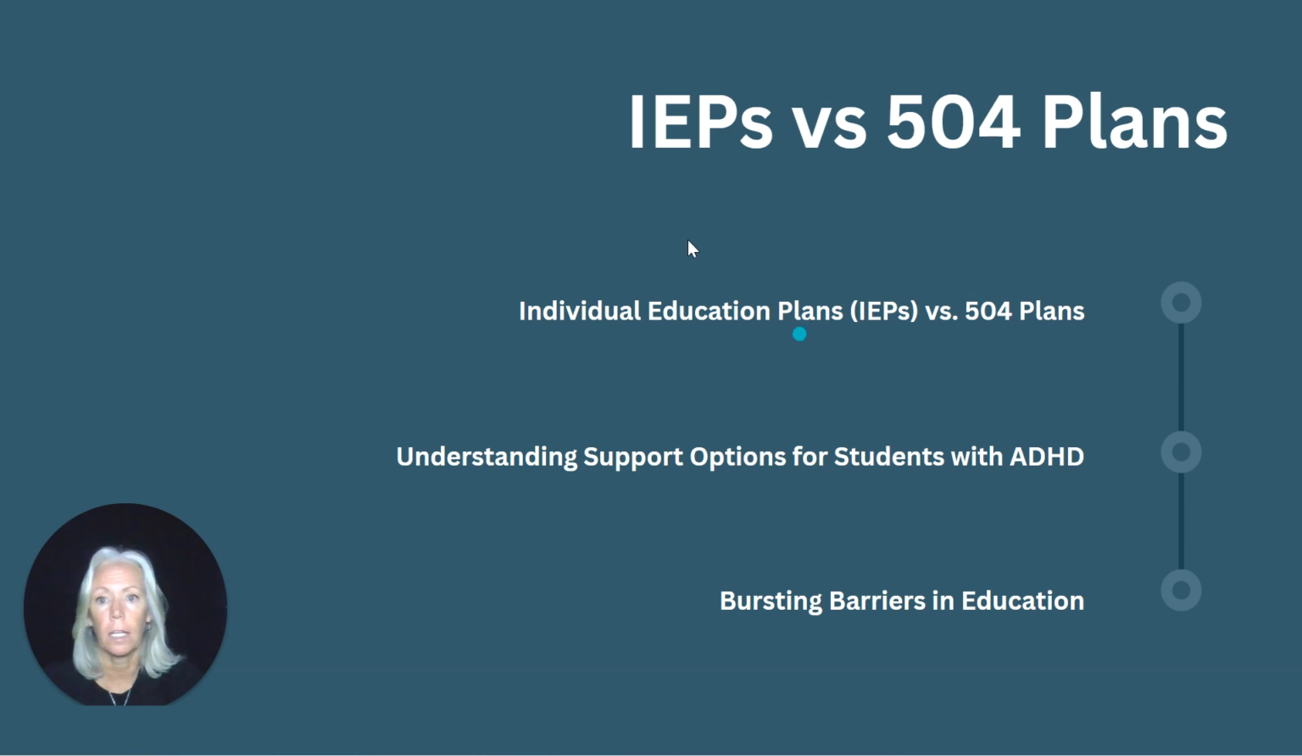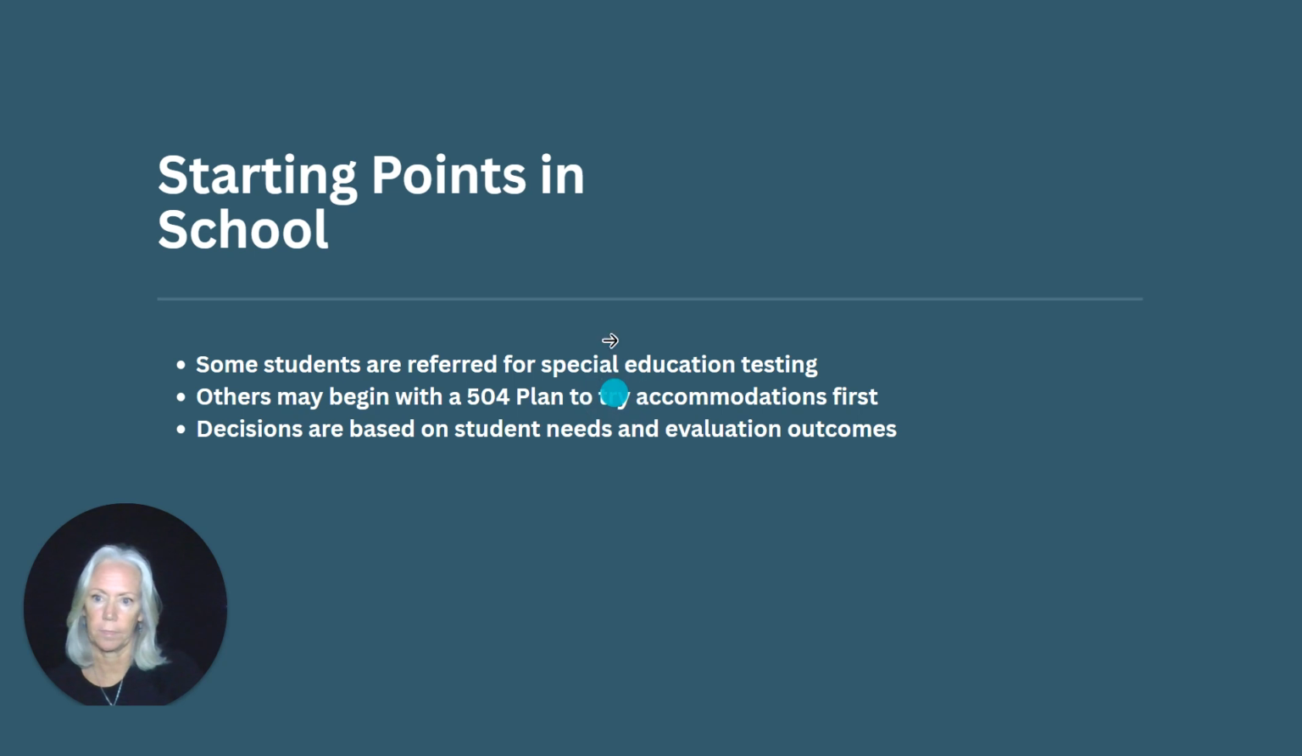So let's start with what happens in schools. Sometimes a student is referred for special education testing and goes through the evaluation process. Other times, even before the evaluation, the team may suggest starting with a 504 plan to see if that provides the support your child needs, rather than jumping straight into special education. So a school might say, hey, let's begin with a 504 plan and see if that helps.